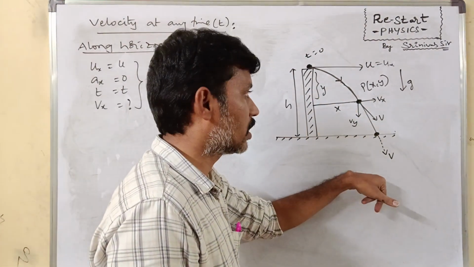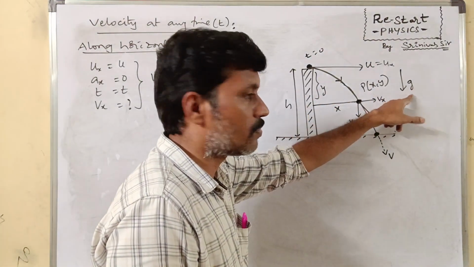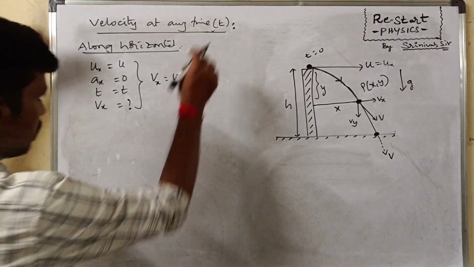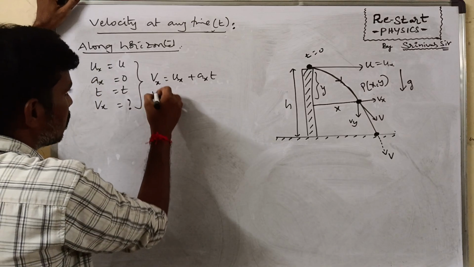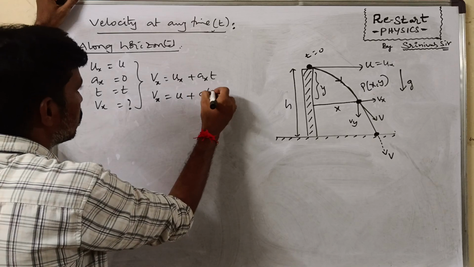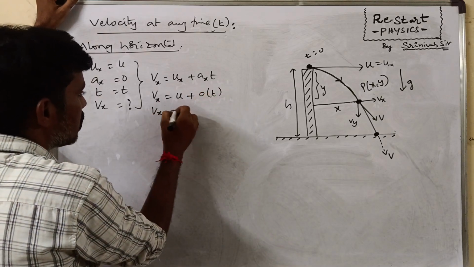G is acting vertically downward only, so it is uniform accelerated motion. That's why we have to use this one only. Vx is equal to ux plus ax into t. Now Vx is equal to u only, plus ax, which is 0, into time. So Vx is equal to u.